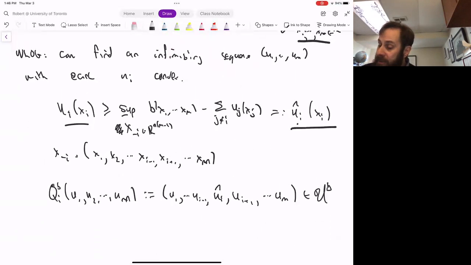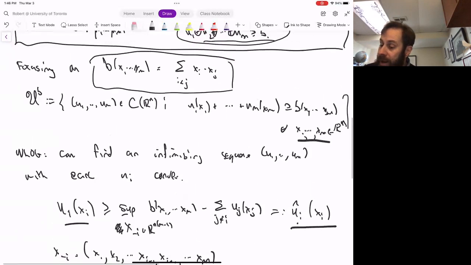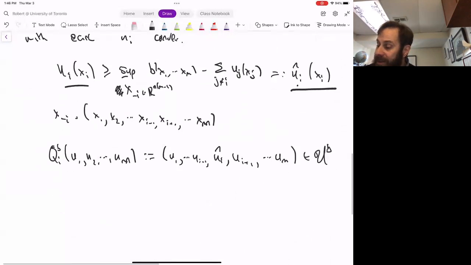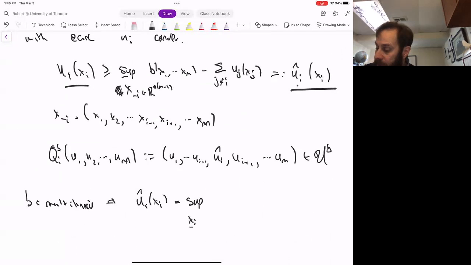And the other thing to notice about this particular ui is that for this particular choice of benefit function, the multilinear benefit function, ui is convex. Because if B is multilinear, then ui hat of xi is a sup over stuff parameters.